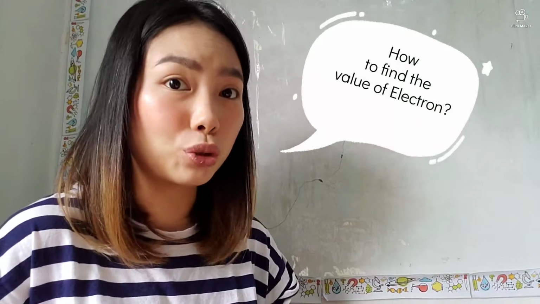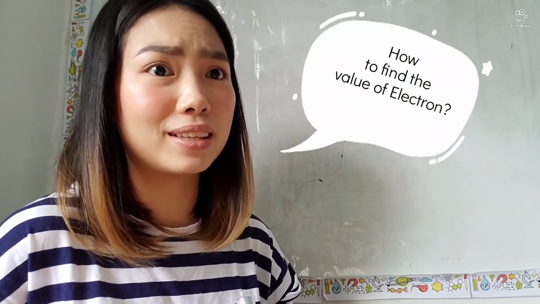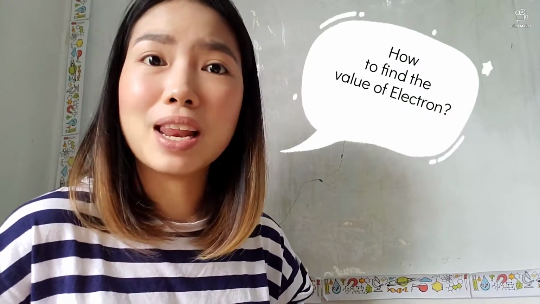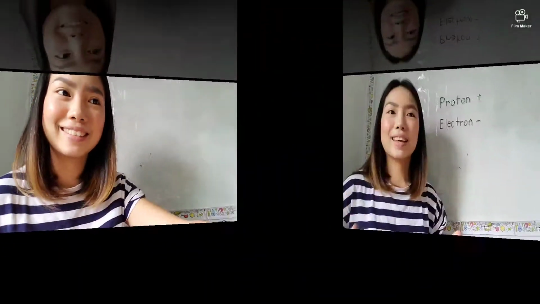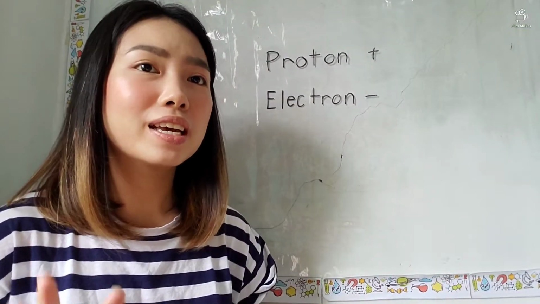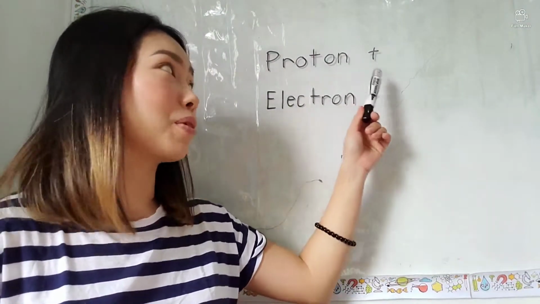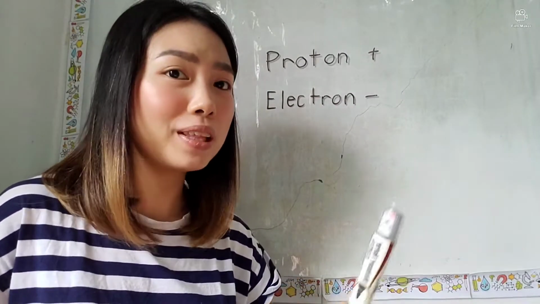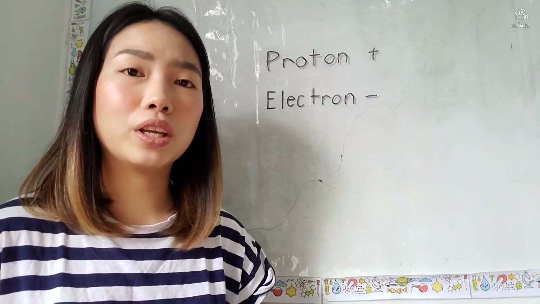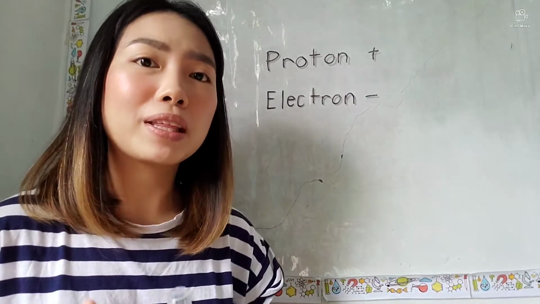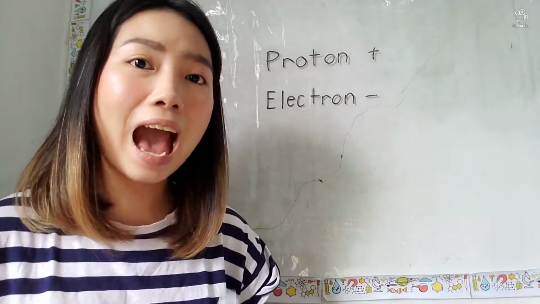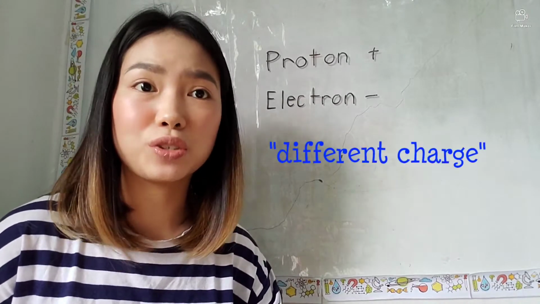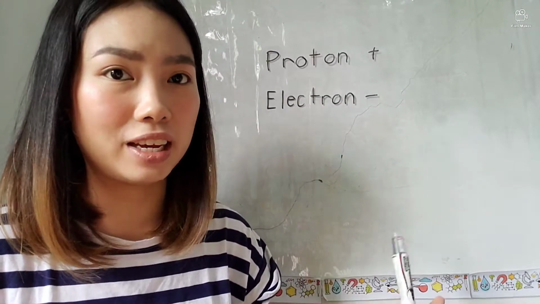Now, what if ang itinatanong naman sa'yo is to find the number of electrons of a specific element? So, paano naman natin ngayon malalaman ang number of electron? Okay, so can you still remember this? Sabi natin, proton has a positive charge and electron has a negative charge. Ngayon, anong pinagkaiba ni proton at ni electron? So, sa proton at sa electron, ang pinagkaiba lang nila is that they have different charges. So, positive yung isa, negative.